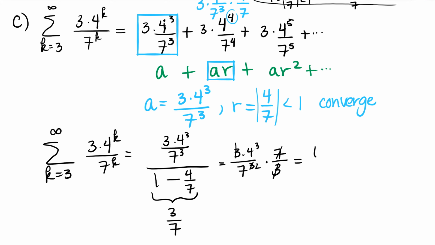So 4 cubed is 64, and 7 squared is 49. That was nice. Oh, that's great. That's good. I hope that makes sense. That's a really easy way to do it.